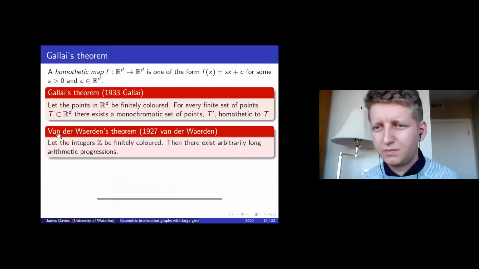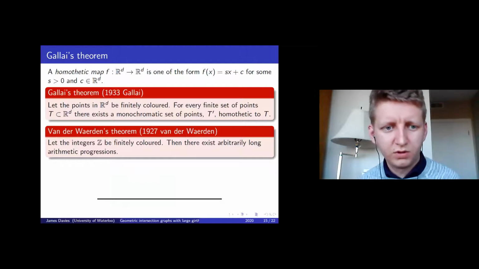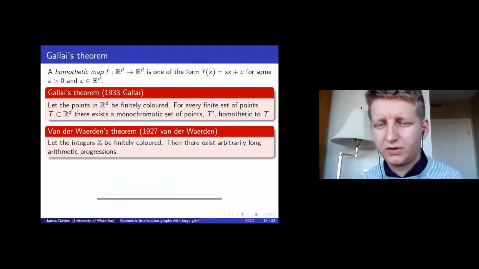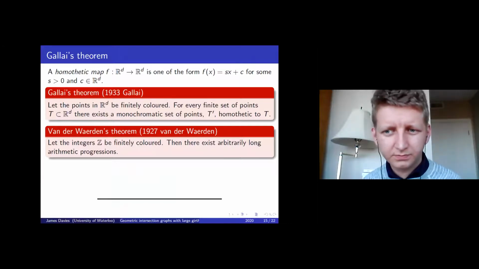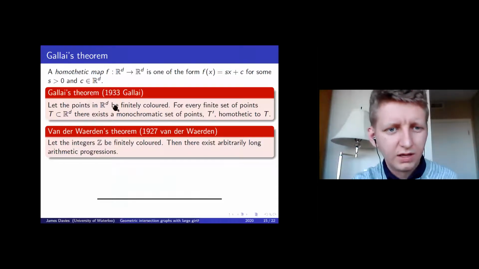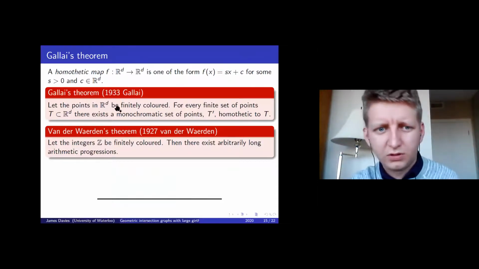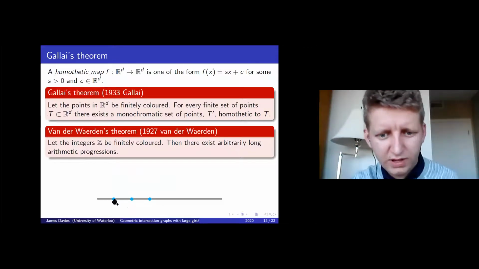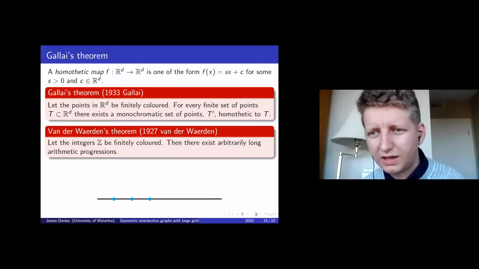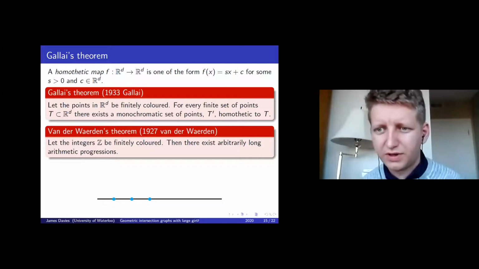Another theorem that may look more familiar is van der Waerden's theorem. Van der Waerden's theorem says that if you have some finite coloring of the integers, then you can always find arbitrarily long arithmetic progressions. One way to see that this is related to Gallai's theorem is if we're looking at a one-dimensional version of Gallai's theorem, so just in the reals, and for a set T, we pick 3 evenly spaced points, then what Gallai's theorem is saying is that for any finite coloring of the reals, we can find this 3-term arithmetic progression.